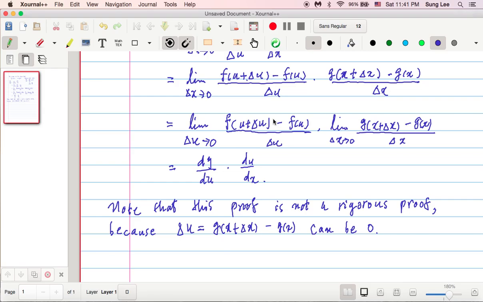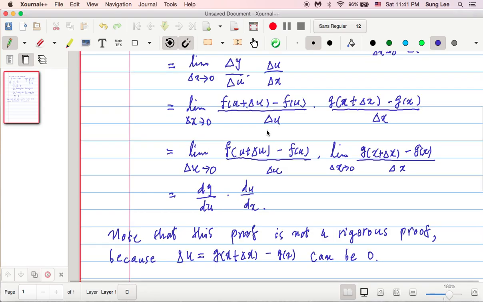So the bottom line is, this proof gives you the idea about how the chain rule works, but as a mathematical proof, it's not a rigorous one. It's not entirely correct. So there are rigorous proofs. In fact, in my lecture note, I gave two versions of rigorous proofs of the chain rule.